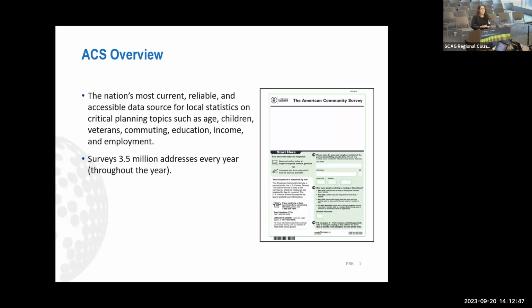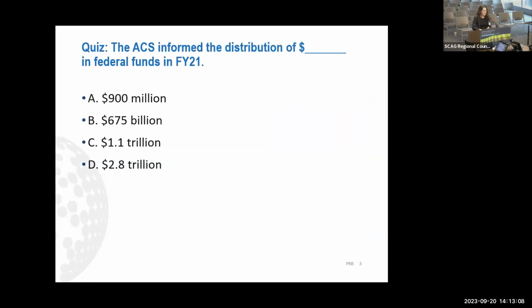And why is there tons of data? Because this survey goes out to 3.5 million addresses every year. It goes out throughout the year, so surveys are going out every single month. Survey workers are in the field every single month. And then the Census Bureau is taking that data and compiling it into an annual estimate that reflects those surveys that come in every month throughout the year. So this survey is huge.